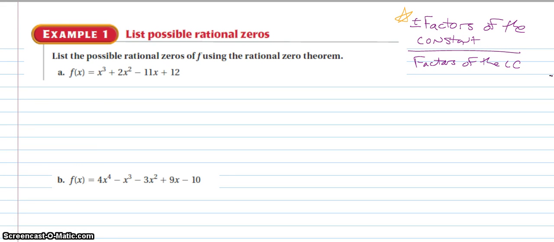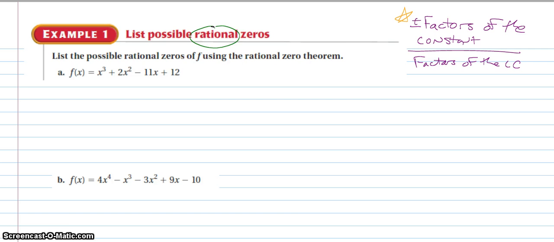Let's list all possible rational zeros. Now notice I'm saying rational zeros. These are not necessarily going to be all of the possible zeros. You can still have irrational zeros. This just helps you kind of shorten your possibilities so you don't have to test every single number.